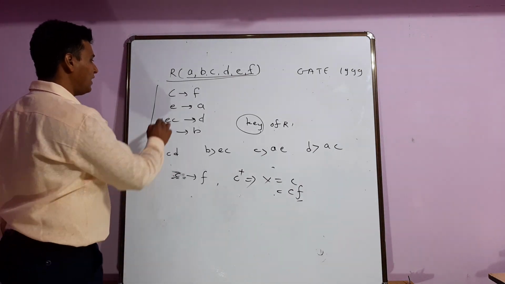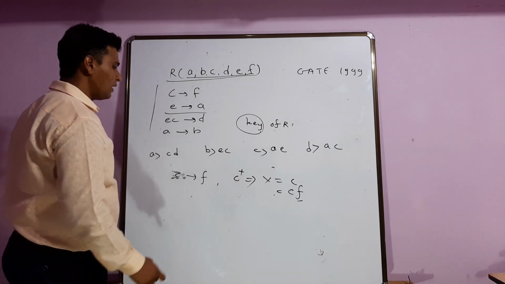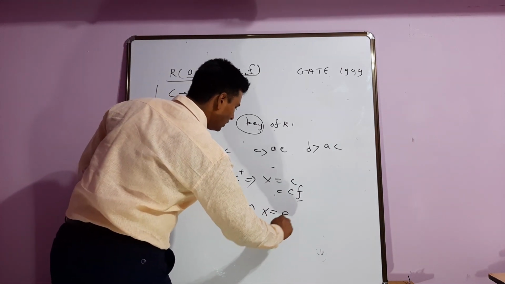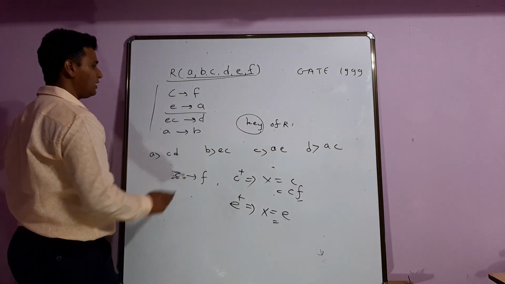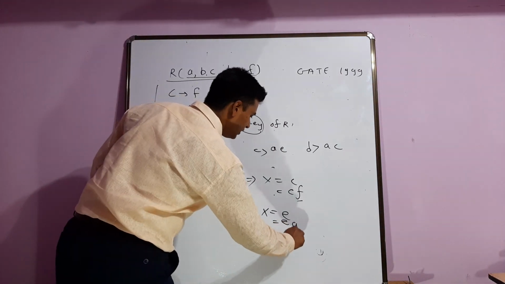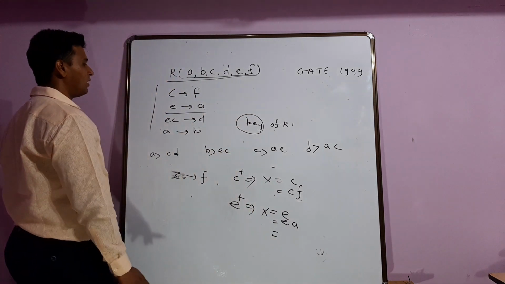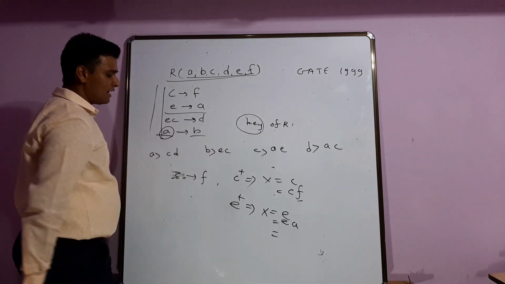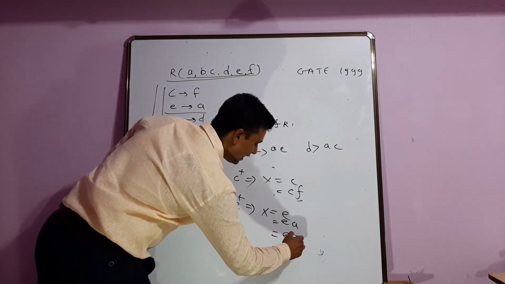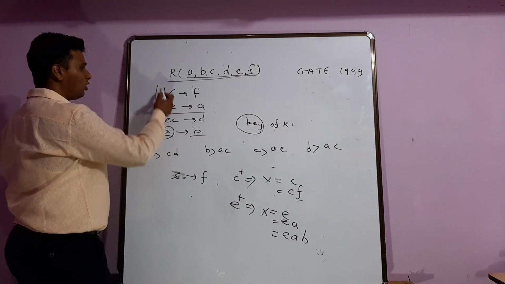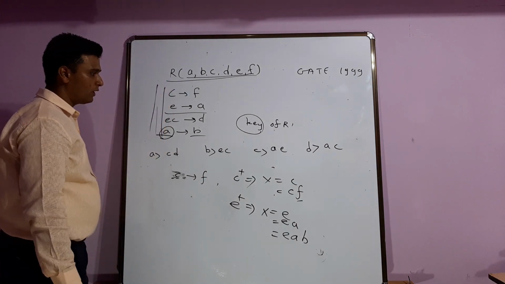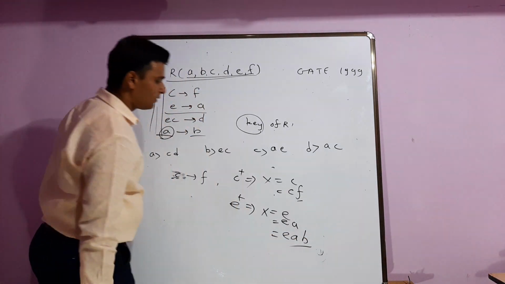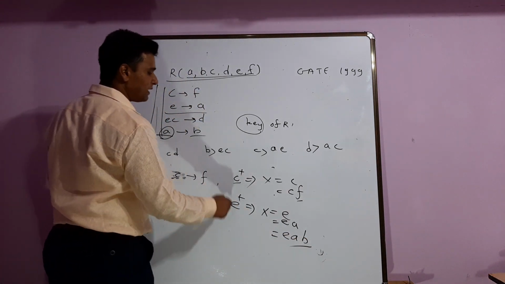Now we will find the closure of E. E closure, X equals E. What comes on the right hand side of E? A. So we add EA. Then, can you find A on the left hand side? Yes, A determines B. So you can write E, A and B. Can you find B on the left hand side? No. So now you get E determines EAB, and C determines CF.